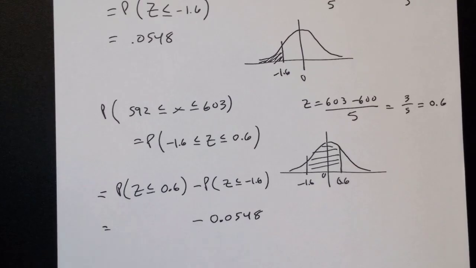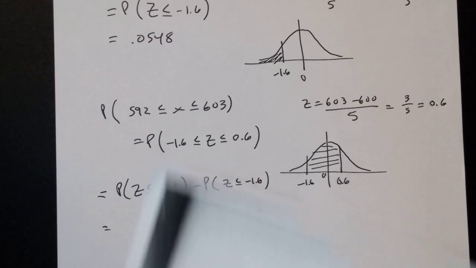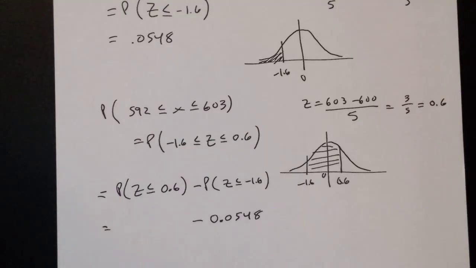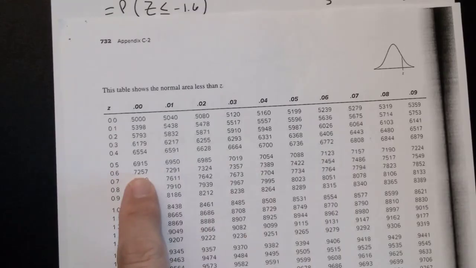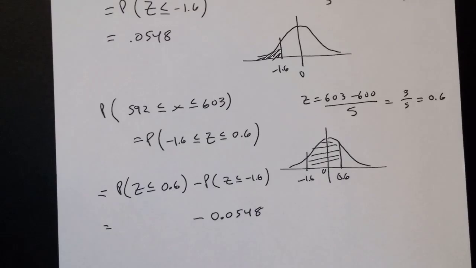So what I really need is to go find 0.6. Same table. This first page of that table is all the negative values. 0.6 is going to be on the second page. 0.60 is 0.75257. What do you get?